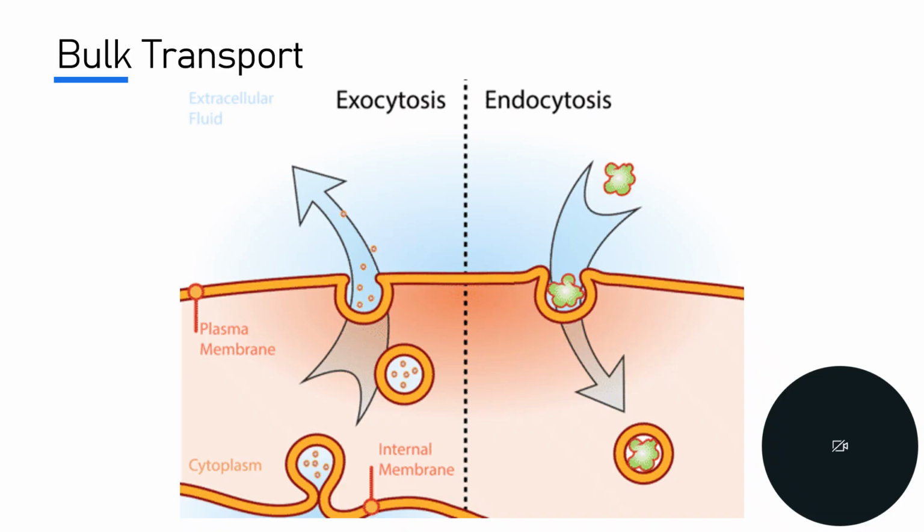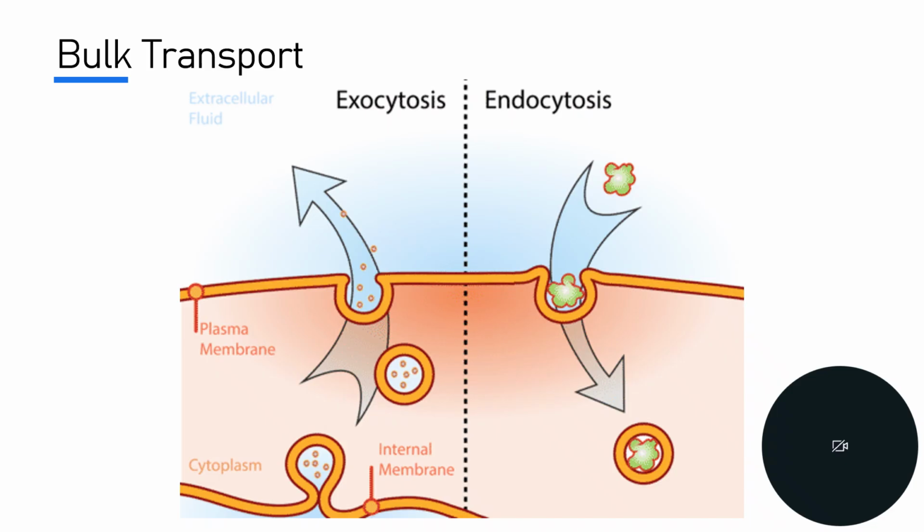Another important type of cell transport is referred to as bulk transport. So sometimes we have particles that are too big to use a protein channel, or we just need so much of one particle that it's easier to just pull in a whole bunch all at one time rather than let them go through one by one. So we have two main types of bulk transport. We have exocytosis, which is when things exit the cell, and endocytosis, when things enter the cell.